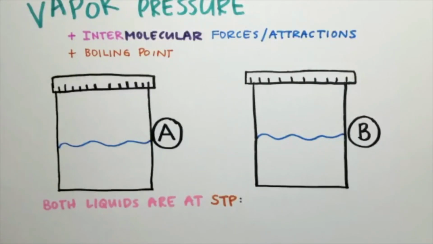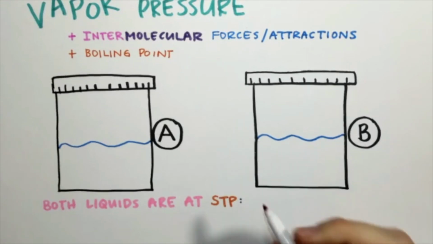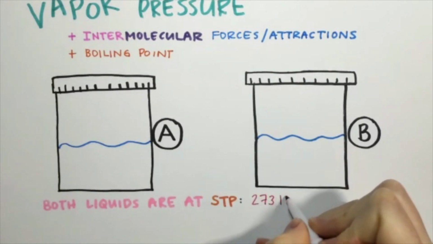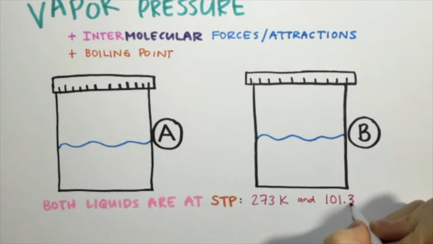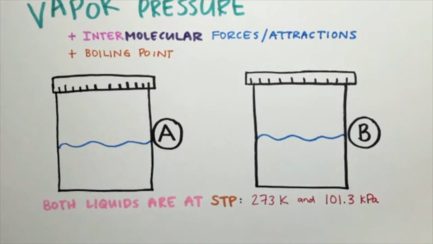Hi everyone, this video is going to be all about vapor pressure and the way it relates to the strength of intermolecular forces or attractions between molecules and the boiling point of those substances. So on the screen now I have two capped jars, and they both contain liquids, and both liquids are at STP, which stands for standard temperature and pressure. If you look on Table A of your reference tables, you'll note that that means 273 Kelvin or 0 degrees Celsius and 101.3 kPa or 1 atmosphere.